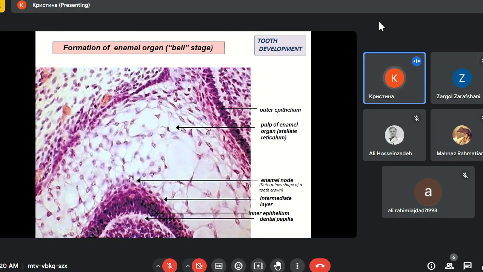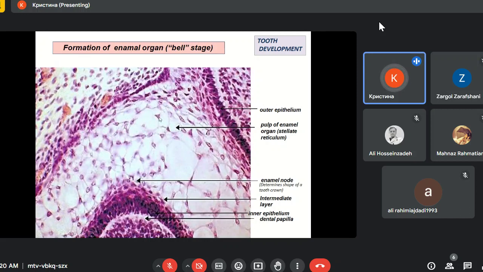So here we see this enamel organ at Bell stage at high magnification. So here is the outer enamel epithelium on both sides, and here also outer enamel epithelium. Here is the inner enamel epithelium with a patch of cells which is called the enamel node. It determines the shape of the tooth crown. Here we will have the intermediate layer and stellate reticulum, or the pulp of enamel organ.